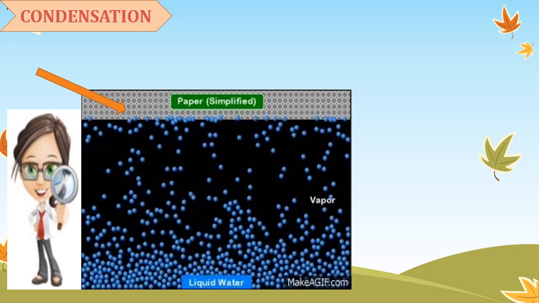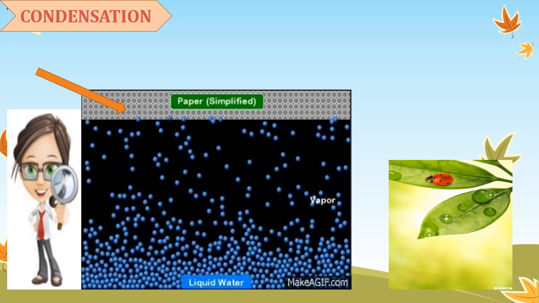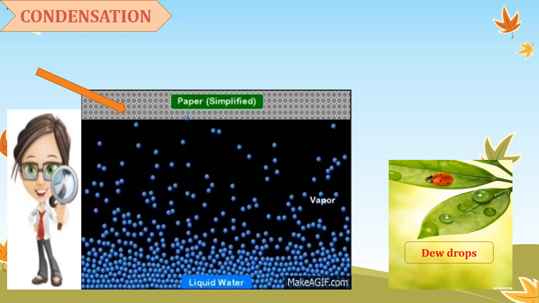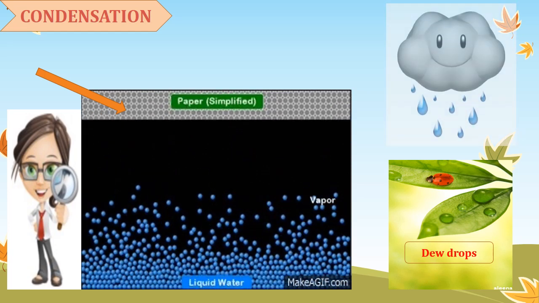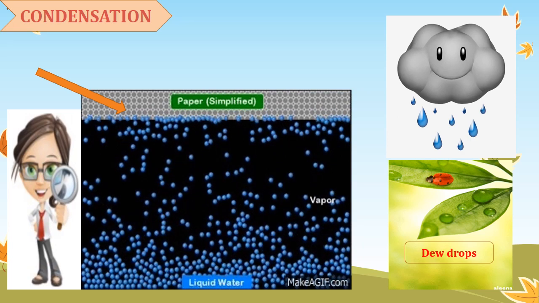In nature, a very good example of condensation is the water droplets in the form of dew drops over the surfaces of the plants. Another very good example of condensation is water coming to us in the form of rainfall or precipitation.